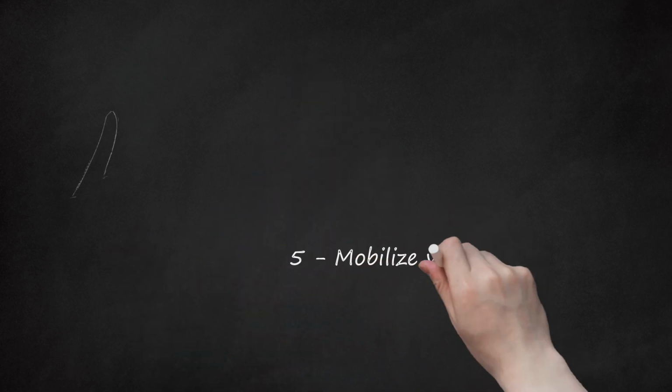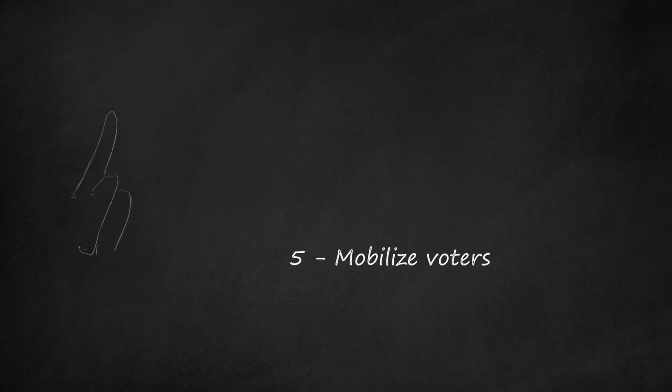5. Mobilize voters. At the end of the day, you will only win your city council seat if people get out and vote for you. You need to mobilize the voters and make sure they turn out on election day. To do this, you need to calculate how many votes you need to win and build a list of supporters that will mobilize on election day. You can estimate the number of votes needed to win by asking and answering the following questions.